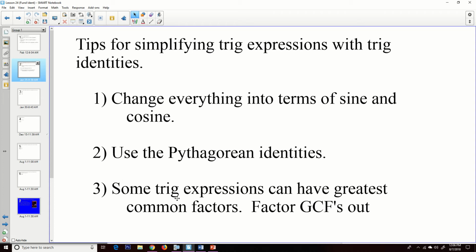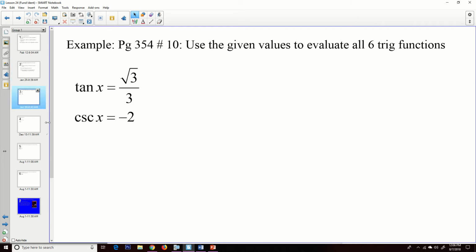And then some trig expressions can have greatest common factors, and see if you can factor out GCFs if that's possible, or use some other factoring method. So not a whole lot of new stuff, but there are some different types of questions that we're going to apply these possible topics. So my first example is use the given values to evaluate all 6 trig functions.